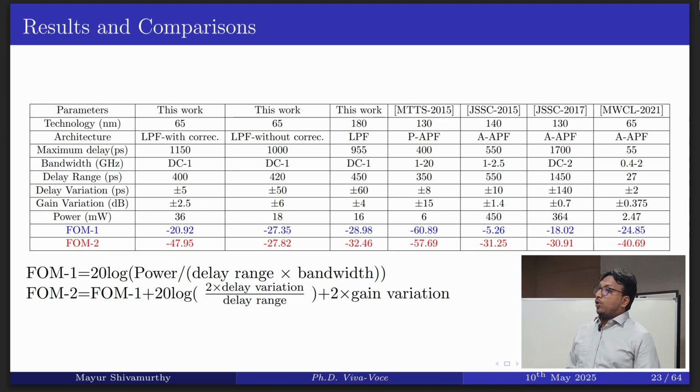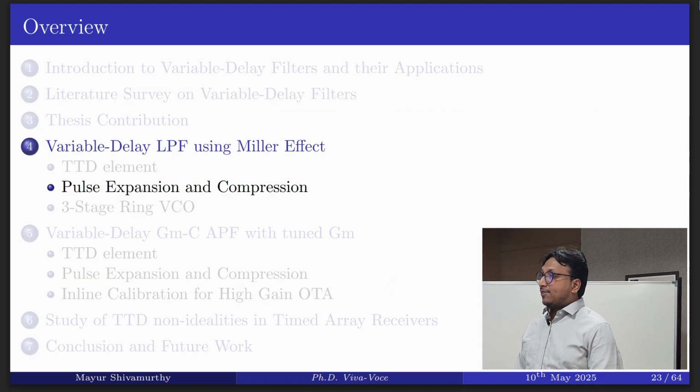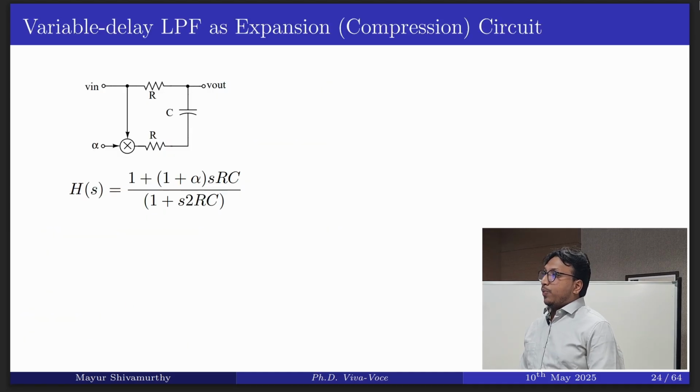Though the least reported has a minus 57.69, though it has a lower figure of merit, it has a larger gain deviation. Next, we go for the next application of the variable delay low pass filter, that is in the pulse expansion and compression technique. The same principle is used here.